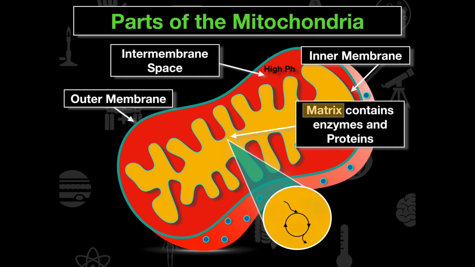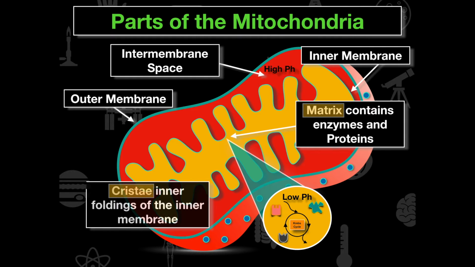If we zoom in on this matrix again, remember this is where the Krebs cycle occurs. There's enzymes, and we have a low pH in this matrix. Now, there's also going to be a vocabulary word, which is called the cristae. This is just the inner foldings of the inner membrane, and we call these foldings cristae. And commonly people confuse the matrix with the cristae, and some people use them synonymously, but they really are two different things. Lastly, we have our pores on the outer membrane of the mitochondria. These pores are what allow our pyruvate to enter into the mitochondria, go into the intermembrane space, and then enter the matrix.